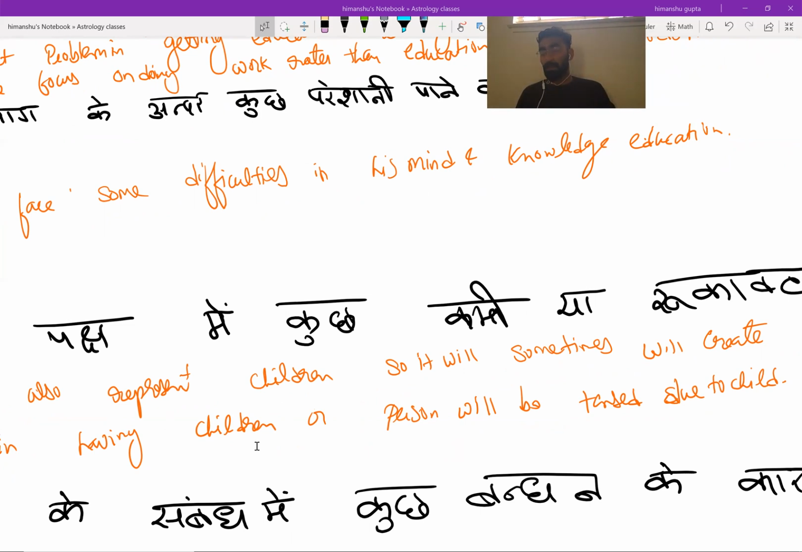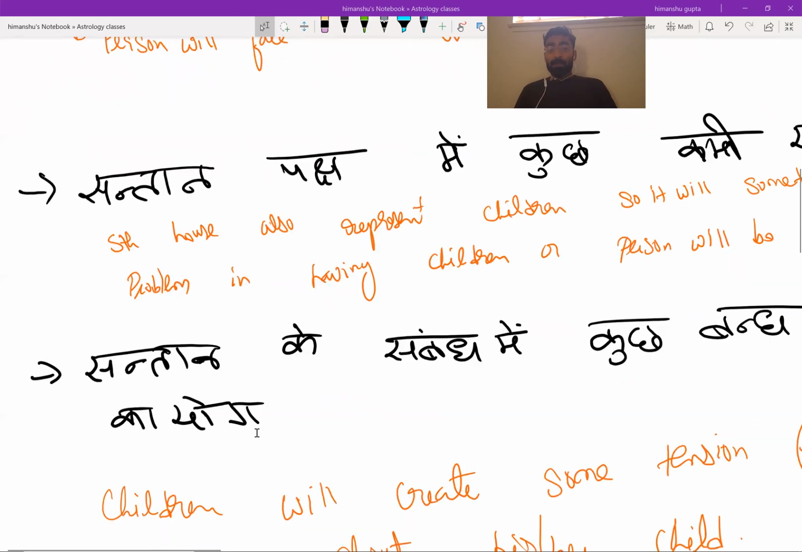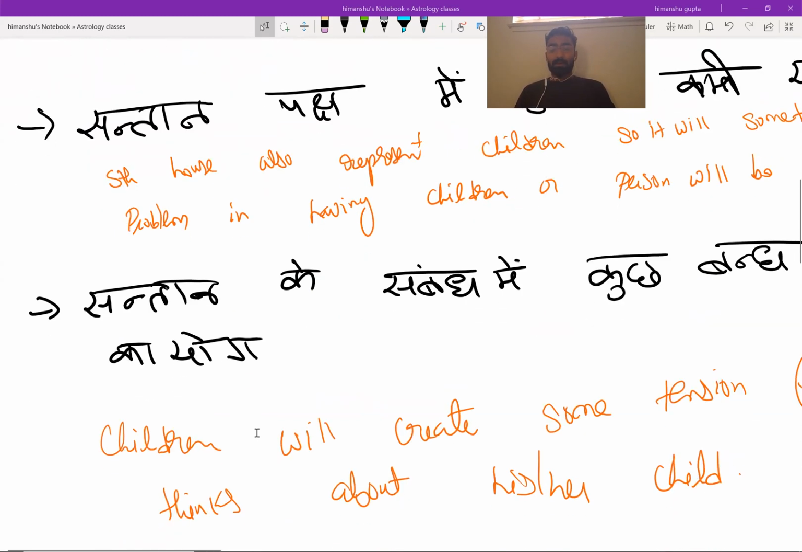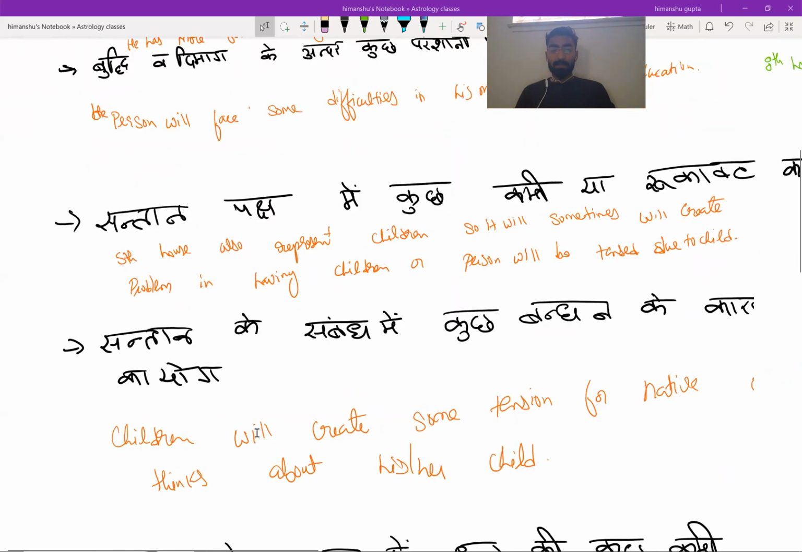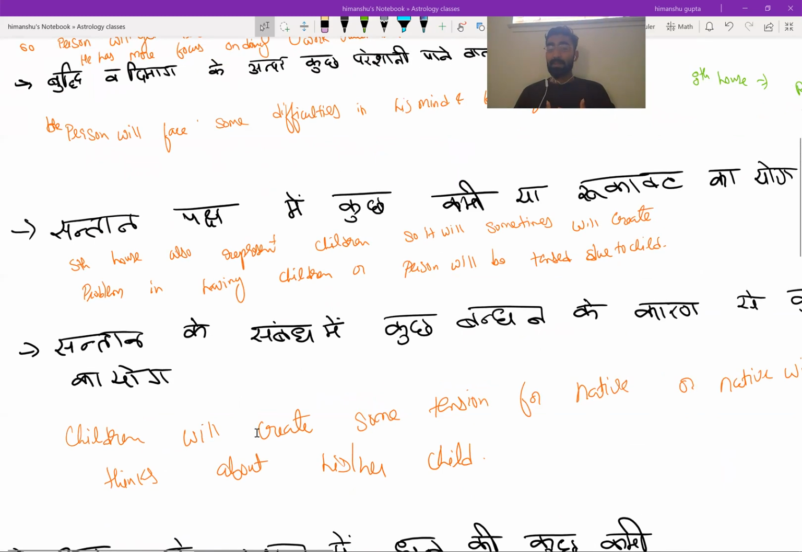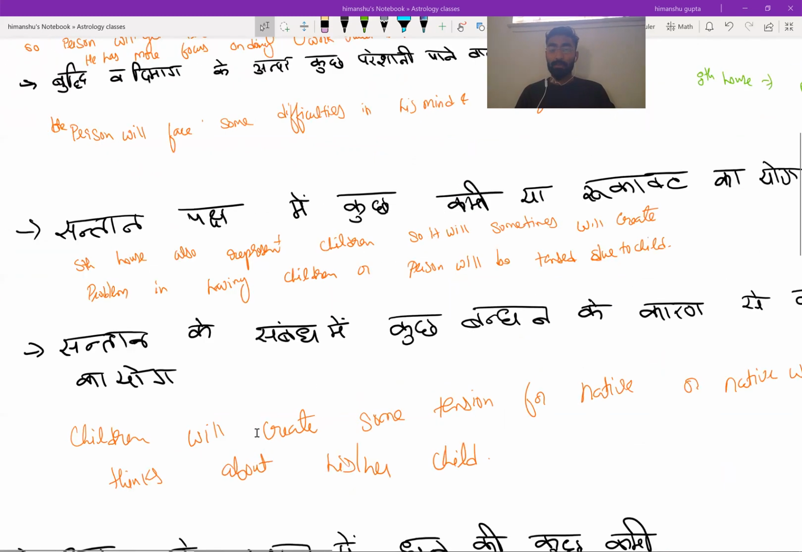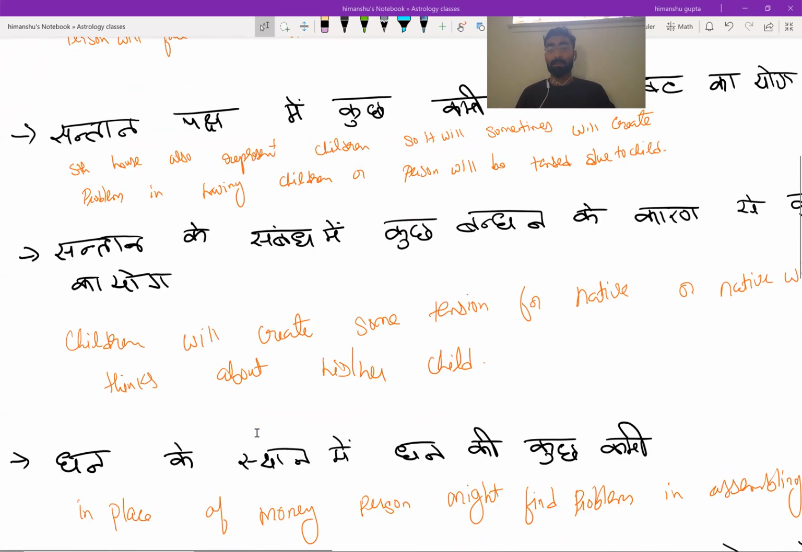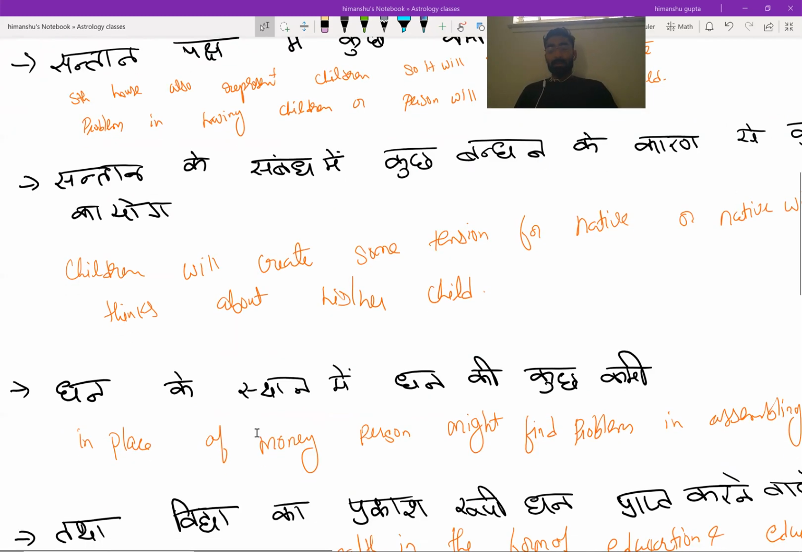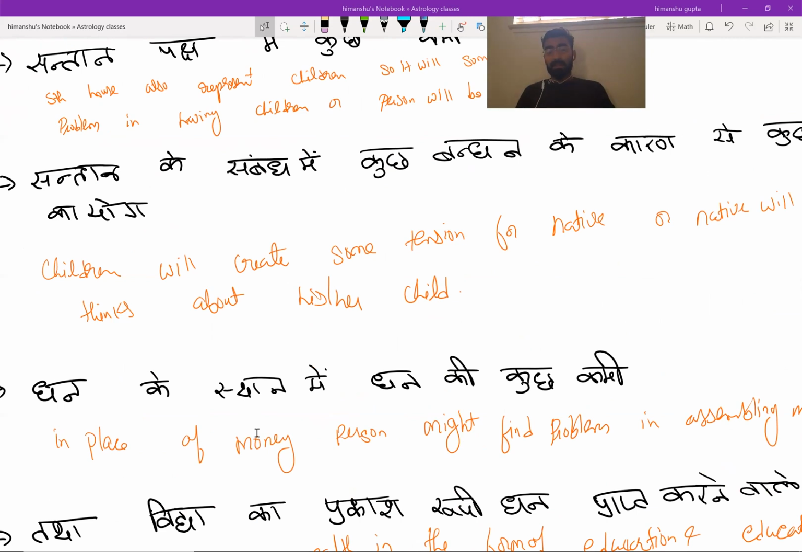So this might be the result of the fifth lord sitting in the second house of the enemy. Now, the next point represented in the Samhita is that the children will create some tension for the native, or the native will always think about his or her children. There might be some problem. I already mentioned that.